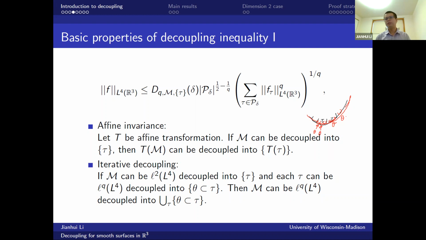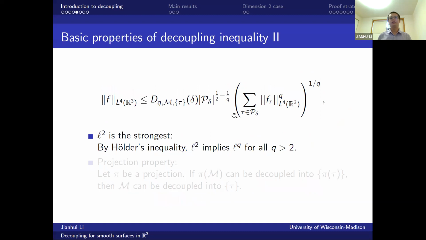And it is very good because you can see this from the structure of this inequality. Okay. Also, we know that little l2 is the strongest because of Holder's inequality, and we only consider q bigger than 2, at least 2. Okay, and by using Holder's inequality on this little l p q norm, we get this.